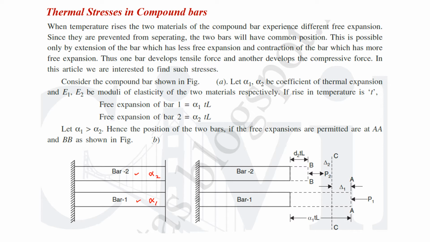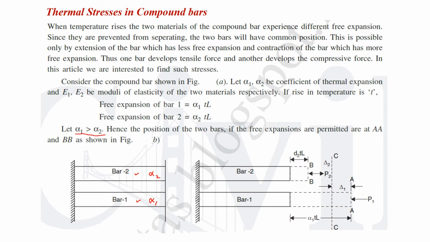But they are prevented from separating and the two bars should have a final common position. This is possible only by the extension of the bar which has less free expansion and contraction of the bar which has more free expansion. Here we can consider that alpha 1 is greater than alpha 2.